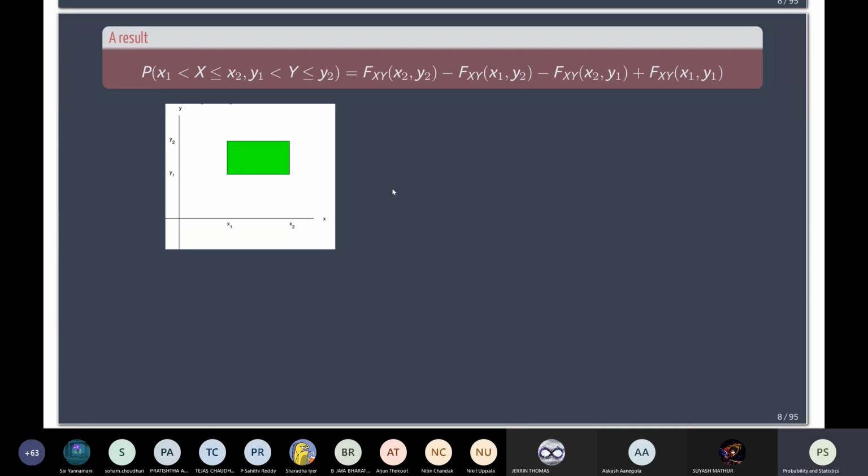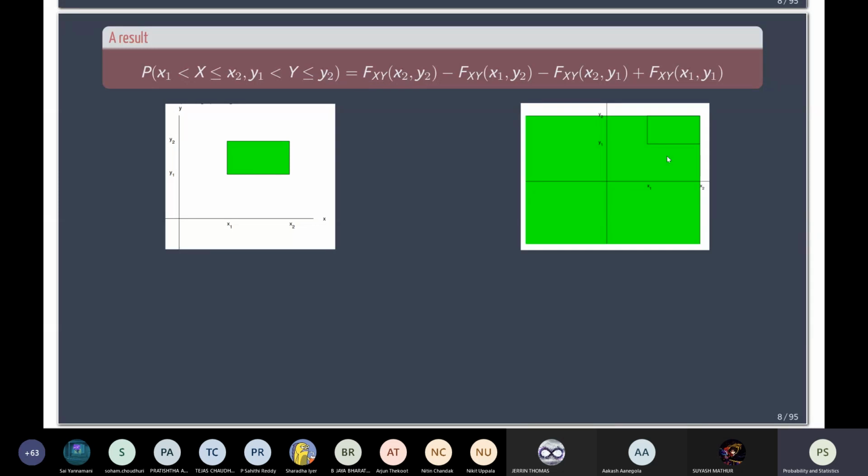So what we can do is do it in an iterative way. Let us do one by one. Let us see what this is. So this region will be this region. This is F_XY(x2, y2) at this point. So this will cover all the region, because F_XY means the probability that x is less than or equal to x2 and y is less than or equal to y2. So there is no lower bound here now.